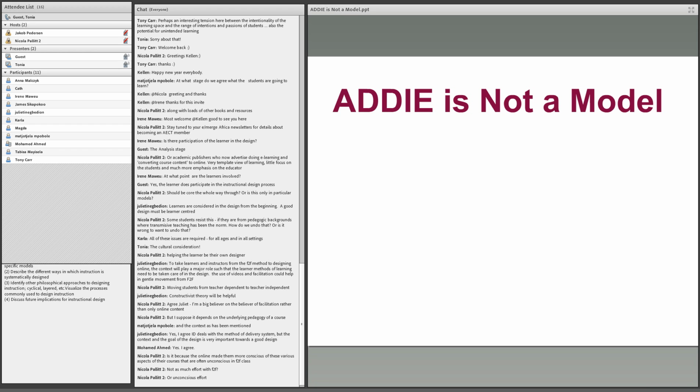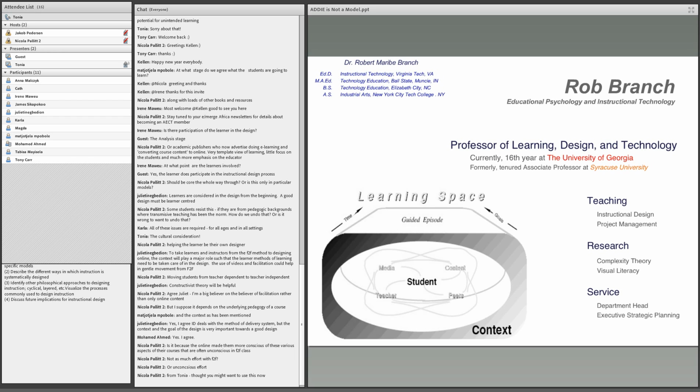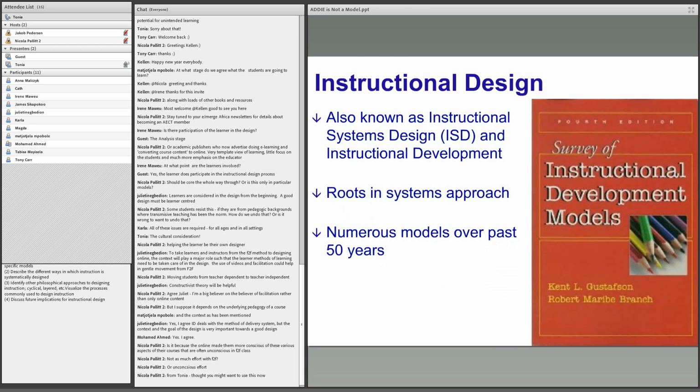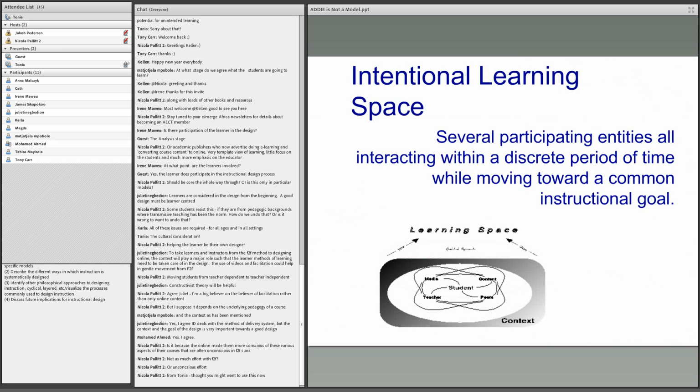As Nicole is putting up another slide, she's putting, or Tanya, they're putting up some information about ADDIE not being a model, because, I don't know if we have a larger one of this one. Hang on one second. I wanted to just show you very clearly.